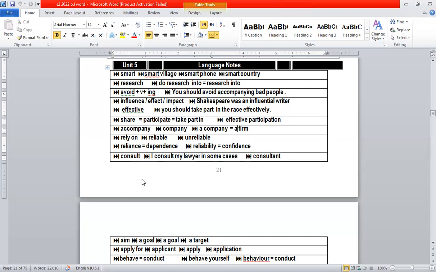Consult. I consult my lawyer in some cases. So to consult someone is to ask the opinion of an expert. Okay, so not just an opinion of a friend. No, you can't say I consulted my friend. I say I consulted my lawyer. I consulted my doctor. So this is consult. What's the person that I consult? I can call him the consultant. So consultant is the lawyer or the doctor or the expert that I ask for his opinion.